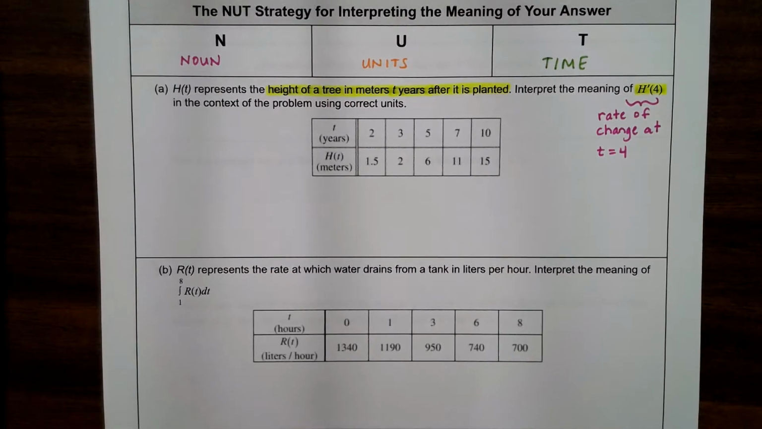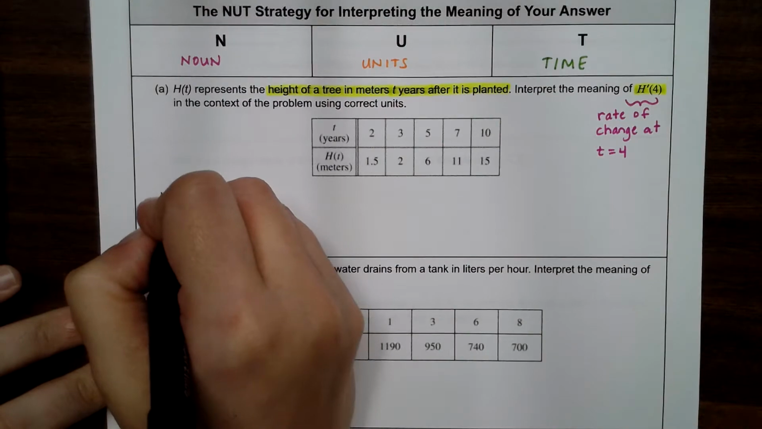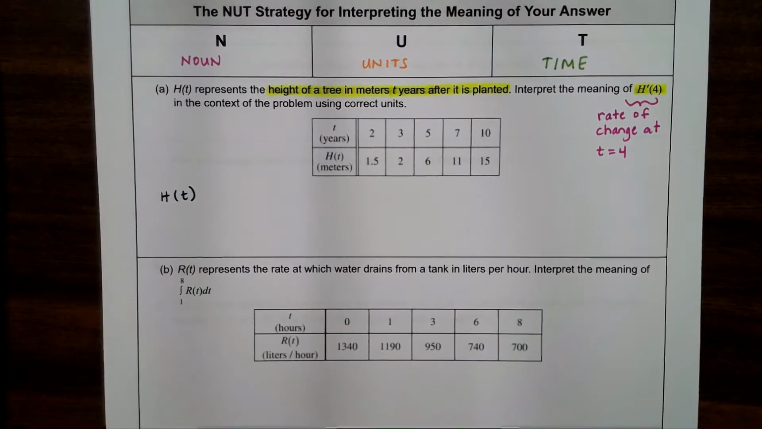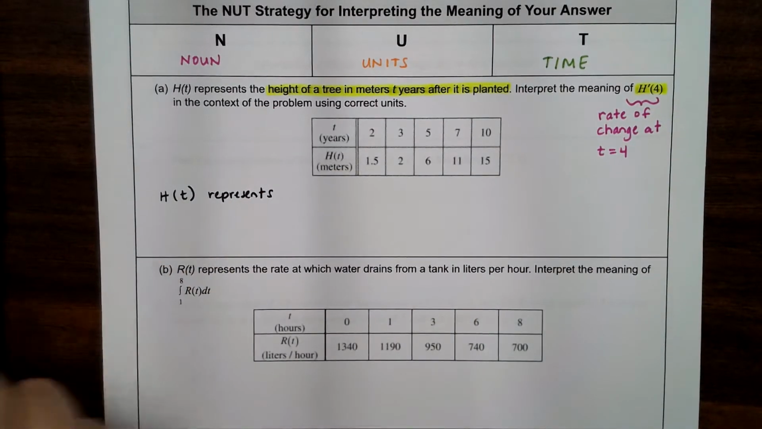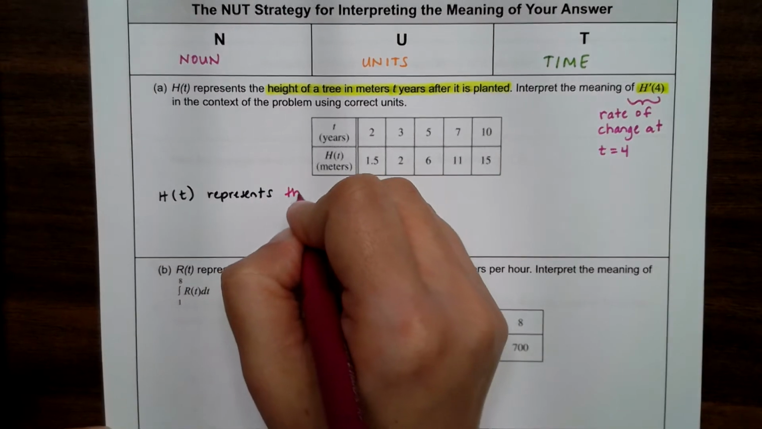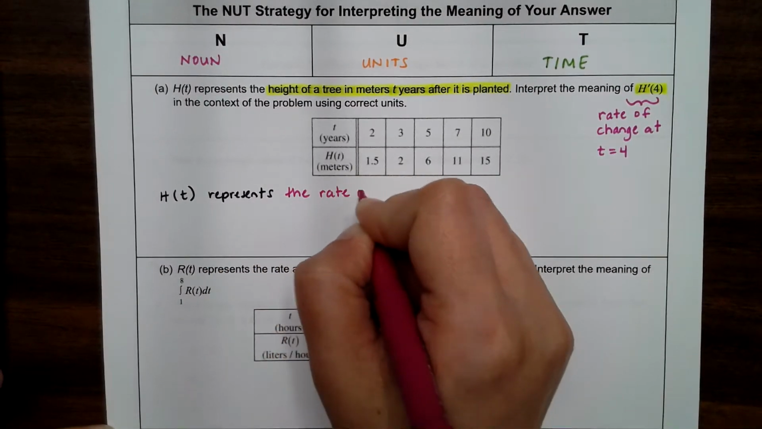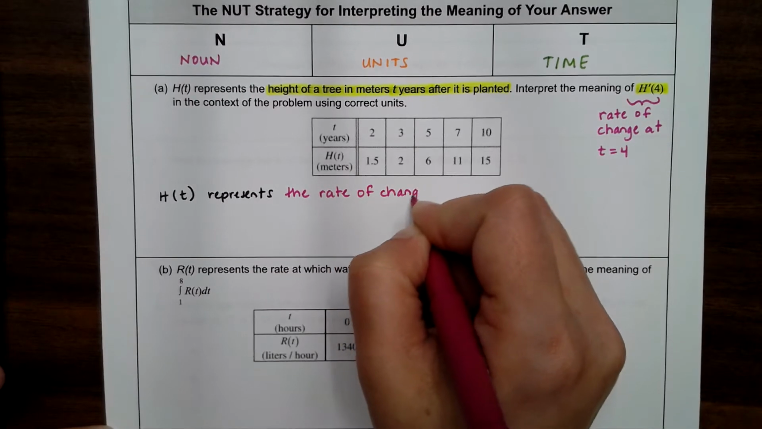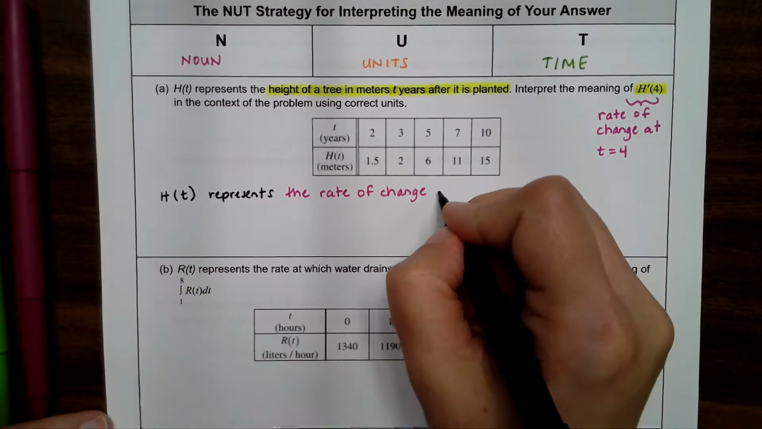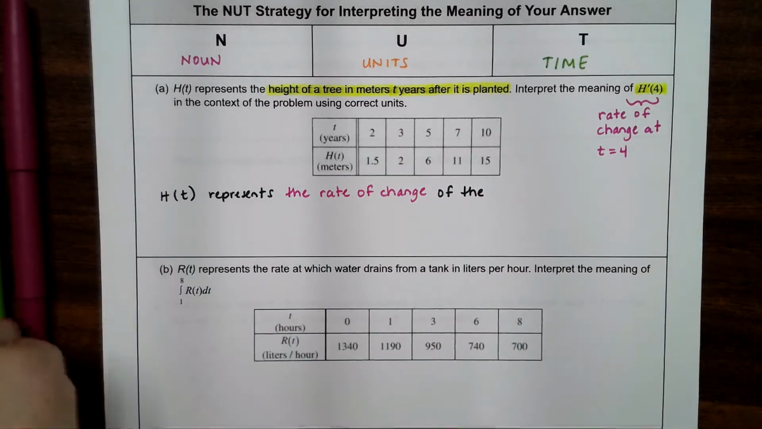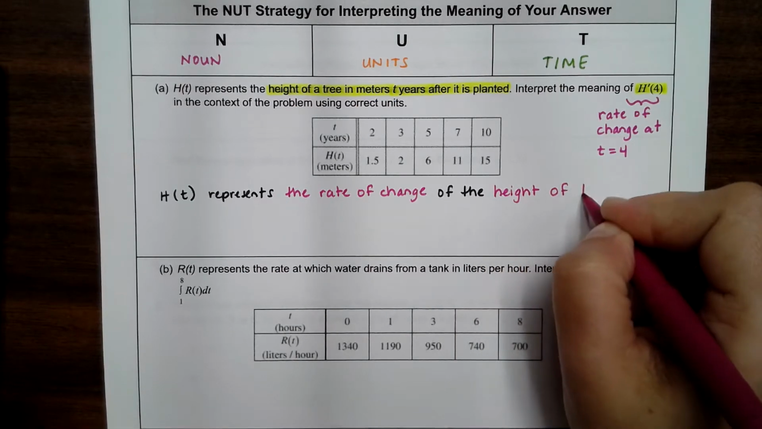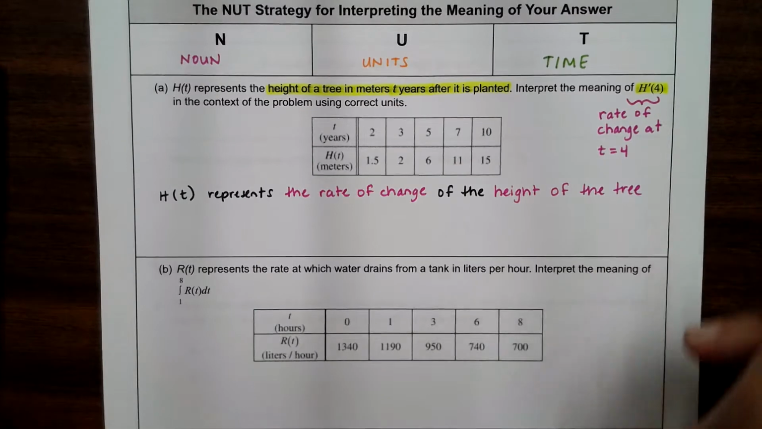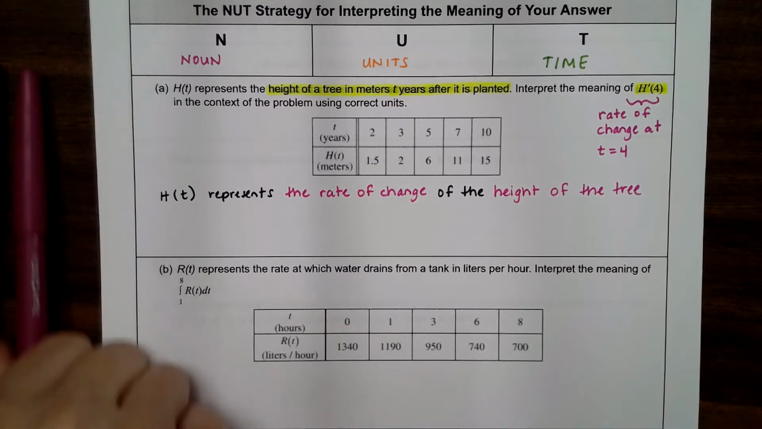So here's how my sentence is going to go. h prime of 4 represents the rate of change of the height of the tree. So that's my noun. It's the rate of change of the height of the tree.